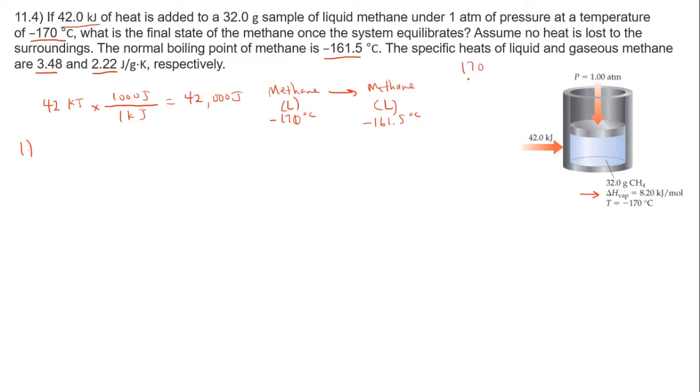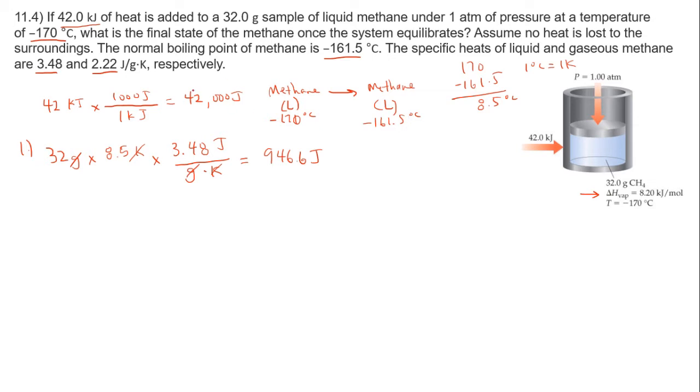We have 170 minus 161.5, so our temperature change is 8.5 degrees. We need to remember that a change of 1 degree Celsius is the same as a change of 1 Kelvin, so changing the temperature 8.5 degrees Celsius is the same as changing it 8.5 Kelvin. We've got a 32 gram sample, changing the temperature 8.5 Kelvin, and for every 1 gram and 1 degree it's 3.48 joules per gram Kelvin. Multiply all those across, grams and Kelvin cancel out, and we're left with 946.6 joules of energy. That's the energy required to take it from minus 170 to minus 161.